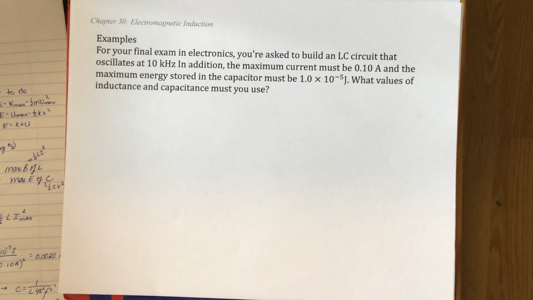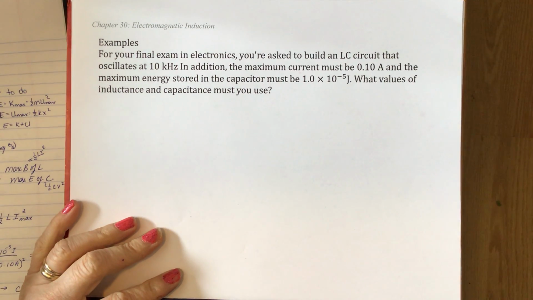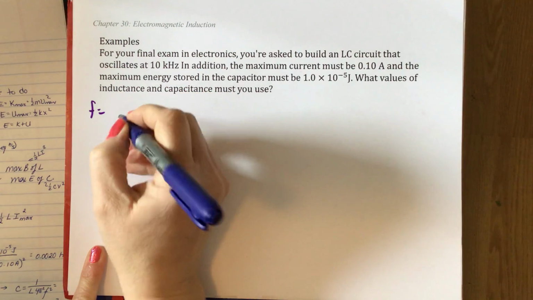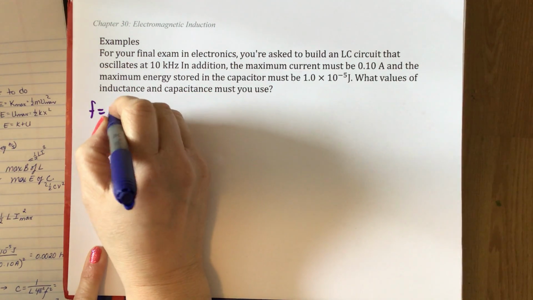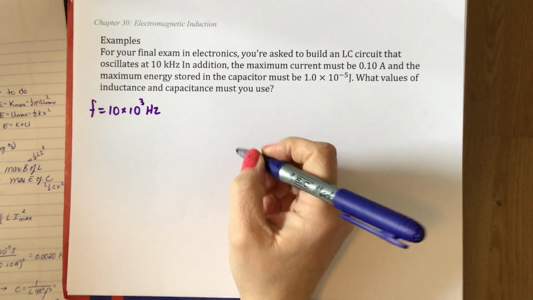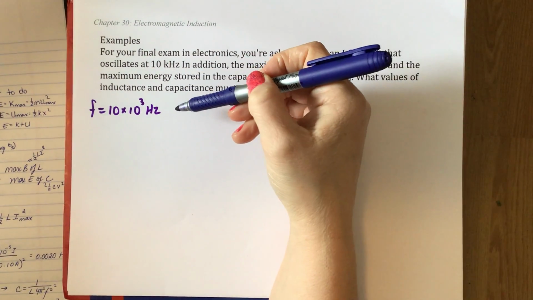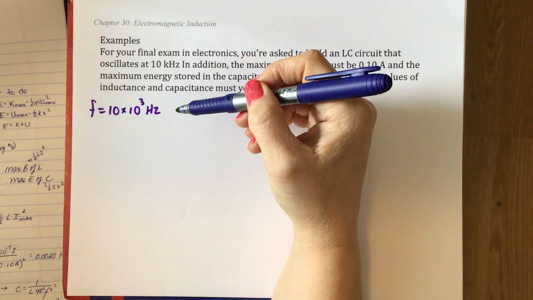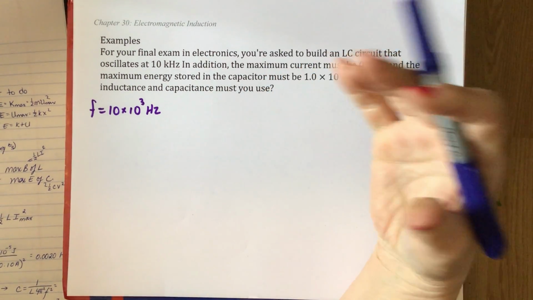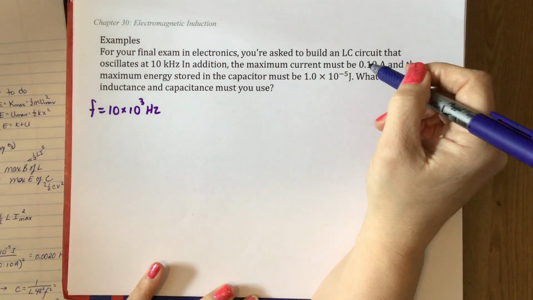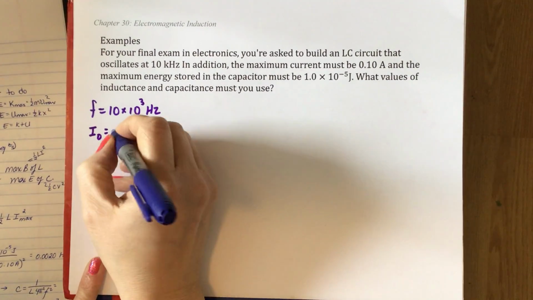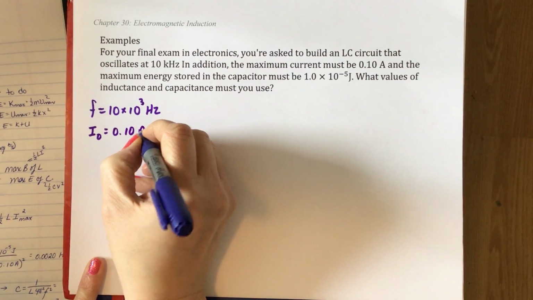Okay, let's start with a list of the things that we know, and let's think about where these things are going to take us. The frequency is 10 kilohertz, or 10 times 10 to the 3 hertz. Places we're probably going to want to go with this is we know that omega is 2 pi f. We also know that omega is the square root of 1 over LC. So there's a couple of things we're going to use. The maximum current, I0, is equal to 0.10 amps.